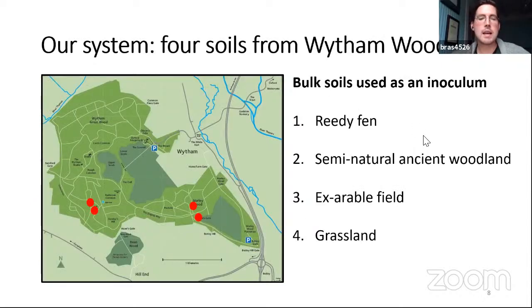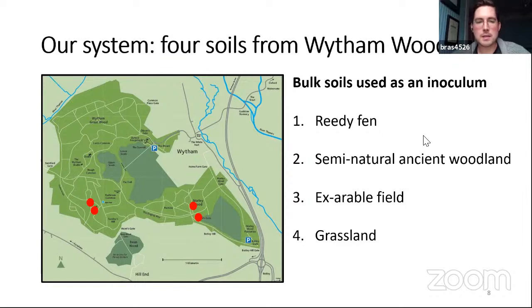And then we have our soils from Whiteham Woods. I believe Chris Perrins might have mentioned Whiteham Woods during the keynote, but it's this large research woods that's associated with the University of Oxford. This is where I chose to collect my soils. I chose 4 soils from Whiteham Woods: the reedy fen and the semi-natural ancient woodland are those 2 red dots on the right, and the ex-arable field and the grassland are these 2 dots on the left.